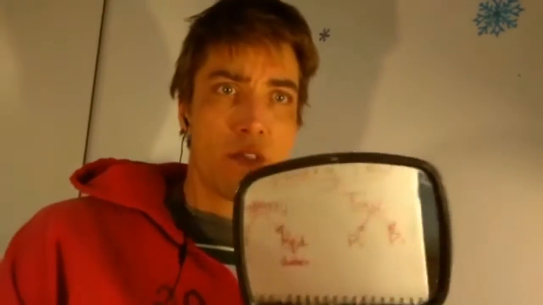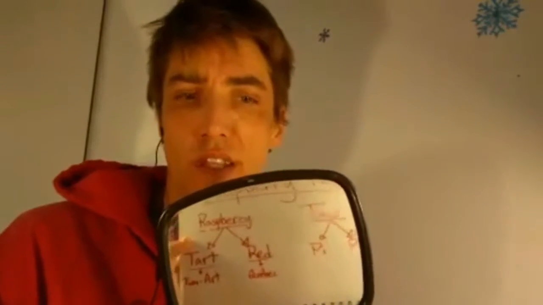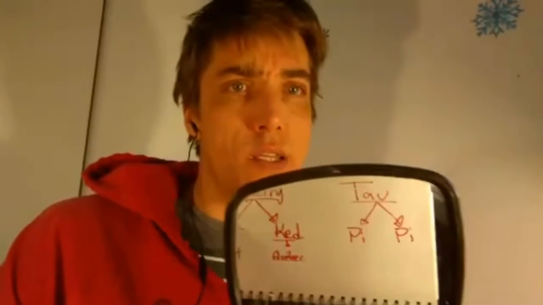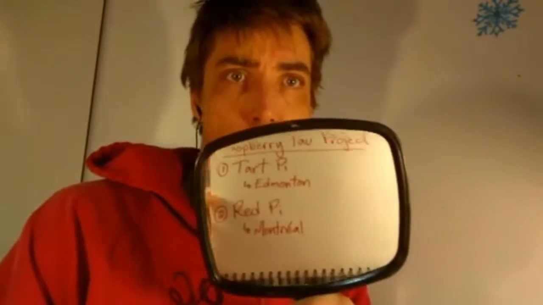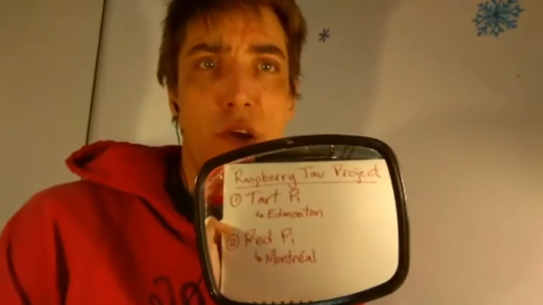We'll just call it red Quebec to represent me. Again, I'm writing notes so that I can keep them for afterwards. So I'll just show you what I wrote here, so that we now have some fairly simple categories to break down. What is Raspberry Tau? We've got raspberry. It's tart and red. Tim Art and Quebec red. And on the other side, tau: pi and pi. So, to save time, I've thought ahead about how I would have broken that down, and maybe there's a better breakdown. What is the Raspberry Tau project up until now? Well, we have a tart pie made in Edmonton and a red pie made in Montreal.